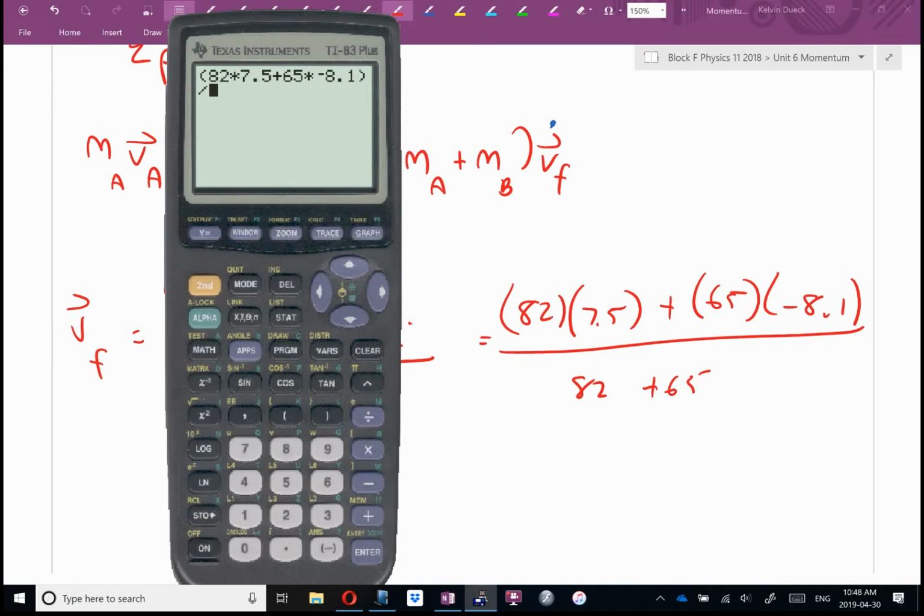Divided by bracket 82 plus 65. Close off the bottom. You get 0.6? Positive or negative? So what direction? I said north. Now, if you had let north be negative, you would have got negative 0.6, and you would have said, oh, I let north be negative, north.